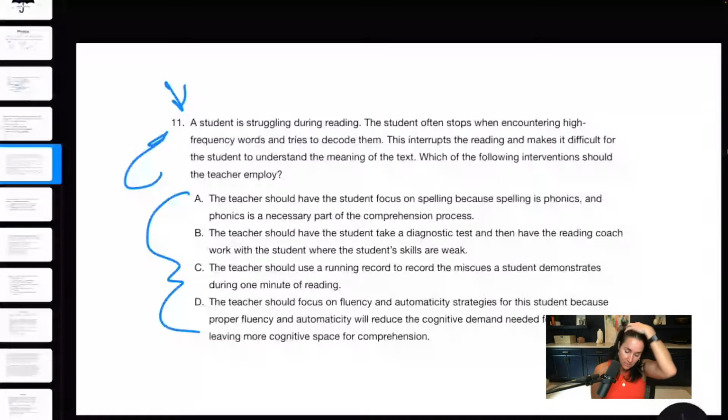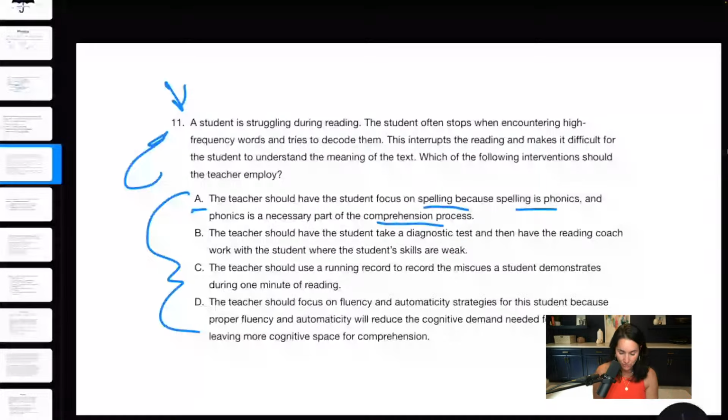Let's go with A. The teacher should have the student focus on spelling because spelling is phonics, and phonics is a necessary part of the comprehension process. Okay, that is true. Spelling is phonics, and it is a necessary part of comprehension. All right, I like it. I don't love it because there's more to phonics than spelling, but it's definitely a contender.